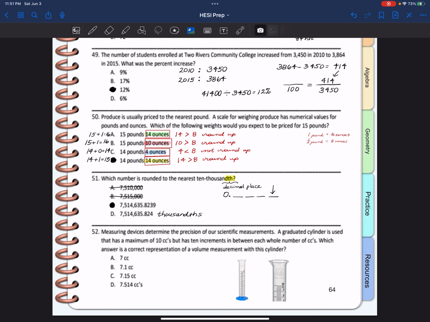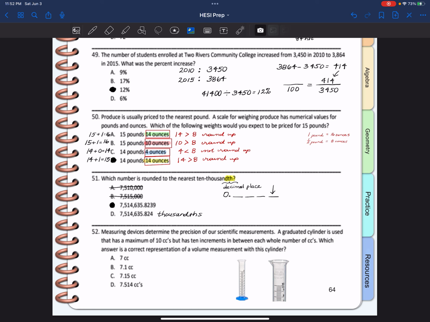Number 52. Measuring devices determine the precision of our scientific measurements. A graduated cylinder is used that has a maximum of 10 cc's, but has 10 increments in between each whole number of cc's. Which answer is a correct representation of a volume measurement with this cylinder?